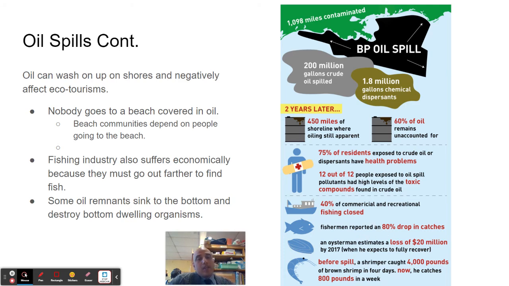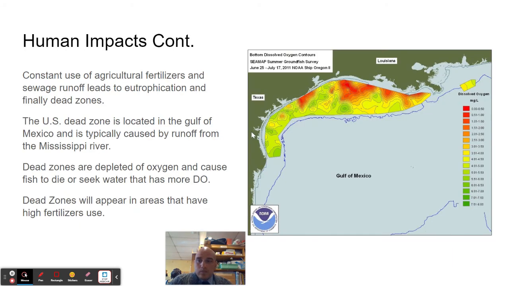And oystermen estimated a loss of 20 million. Before the spill, a shrimper caught 4,000 pounds of brown shrimp in 4 days. Now he catches 800 pounds in a week. Yes, devastating effects of something like an oil spill. We have to do better.